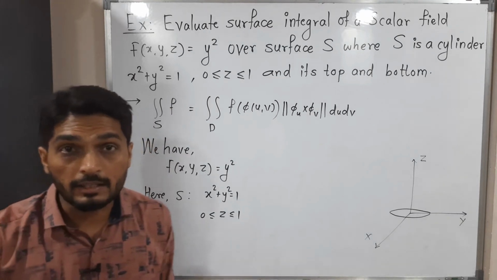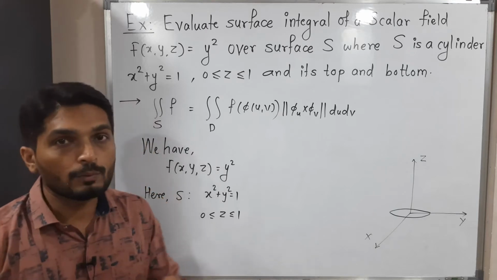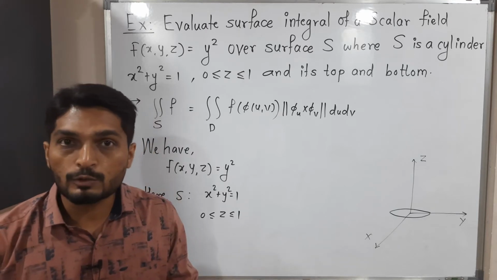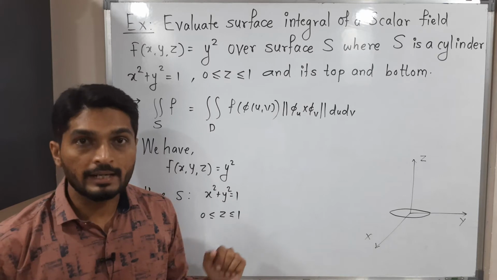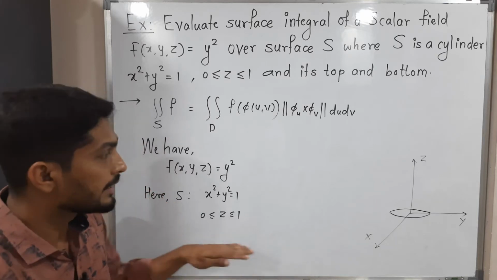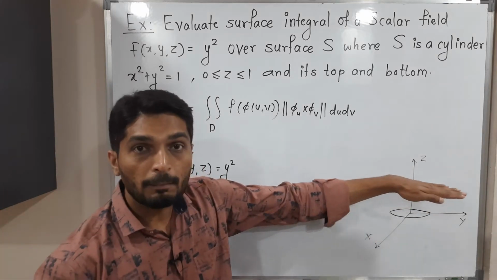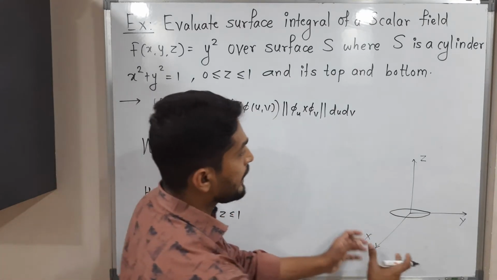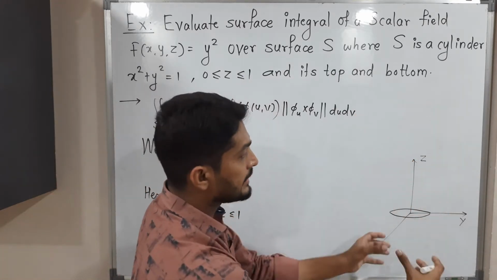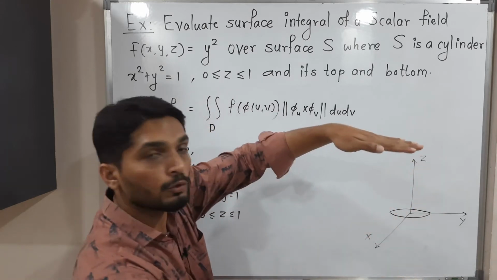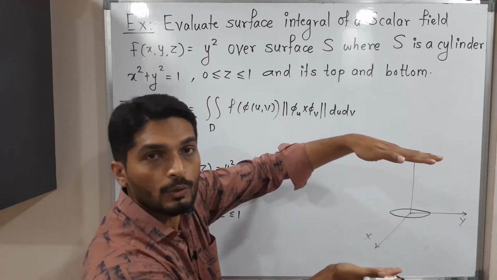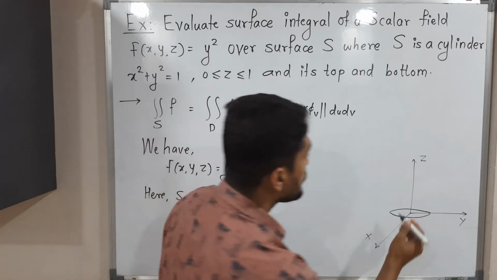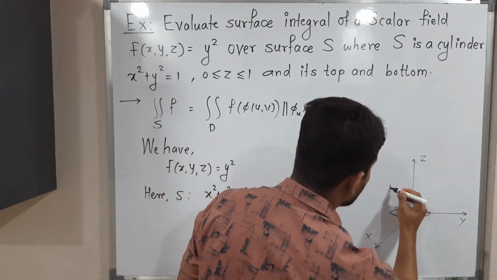That means that the cylinder is bounded by z is equal to 0. Z is equal to 0 means the xy plane. And z is equal to 1 is a plane that passes through z is equal to 1 and is parallel to the xy plane. That means we have a cylinder like this, and we have two planes, z is equal to 0 and z is equal to 1. So obviously we will have the cylinder like this.